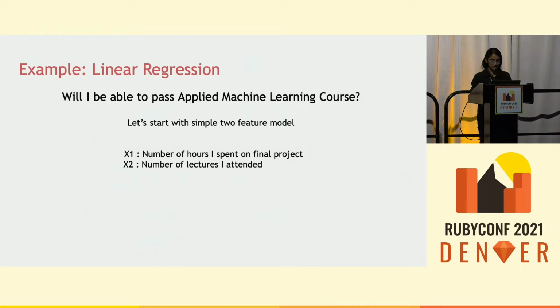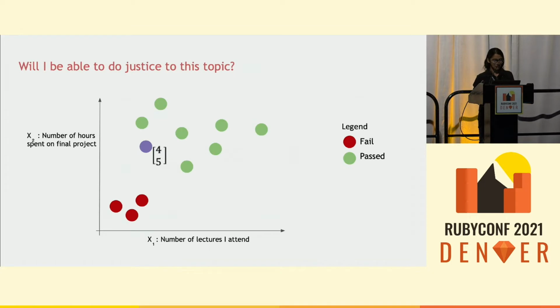The first feature, X1, is the number of hours that you spend on the final project. X2 is the number of lectures that you attended. Intuitively, you will be able to pass the course if the deterministic function is such that X1 and X2 are directly proportional to each other. But let's see how the output goes. You plot the two features fed into the model in a feature map, such that the x-axis represents the number of lectures I attend, and X2 represents the number of hours spent on the final project.